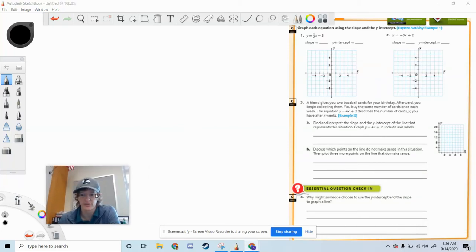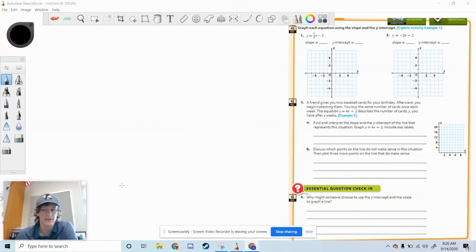Right, this will be a video for page 110 in the 8th grade math book. In this section, we are using slope and y-intercept and graphing equations. There's only 3 graphs we're going to make here. So we have 2 things, slope and y-intercept, we need to focus on here.